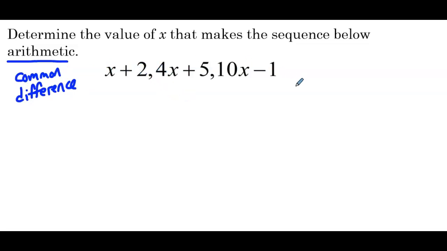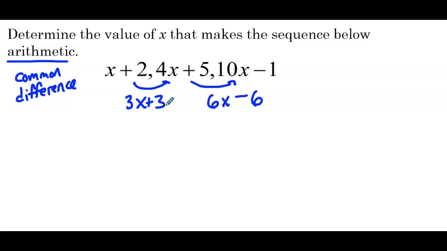So this sequence only has 3 terms. First thing, let's determine how to get from one term to the next. So to get from x plus 2 to 4x plus 5, we're going to add 3x plus 3. And then to get from 4x plus 5 to 10x minus 1, we're going to add 6x minus 6.